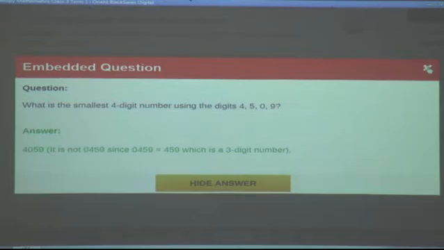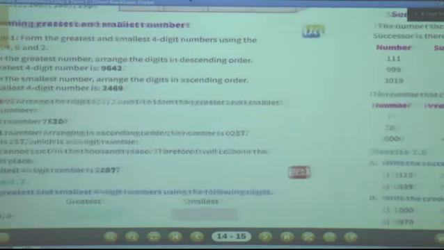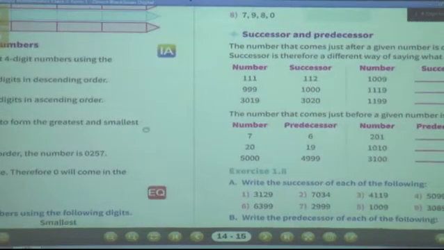How many of you did it correctly? Yes, clap for yourself. Okay, very good. Now shall we move to the next part?